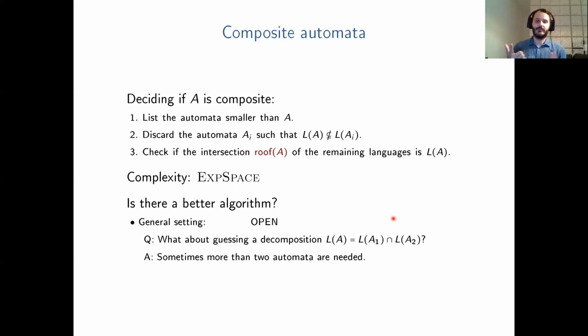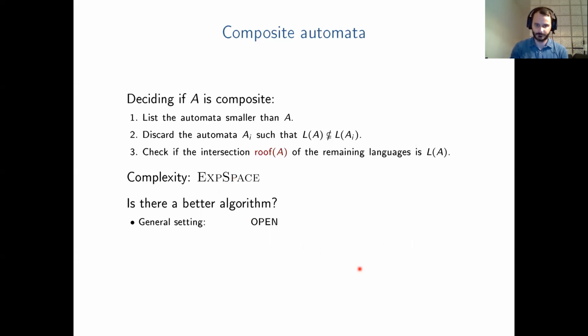So whereas a composite number is always decomposable as a product of two smaller numbers, sometimes more than two automata are needed to get a decomposition of a composite automaton. Sometimes we need 3, 4, 5. There are families of automata that require arbitrarily many automata to get a decomposition. So we cannot simplify the algorithm in this way, unfortunately. So we don't know whether a better algorithm exists. Do we at least have some hardness result? Well, we have one. We know that the problem is NL-hard. So yeah, the open complexity gap is still quite big between these two results, but nothing more is known yet.